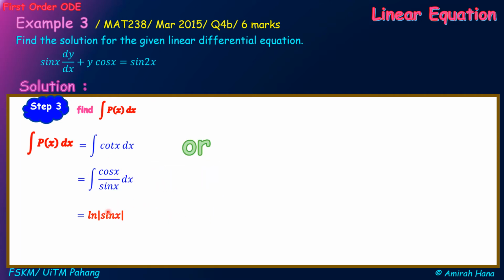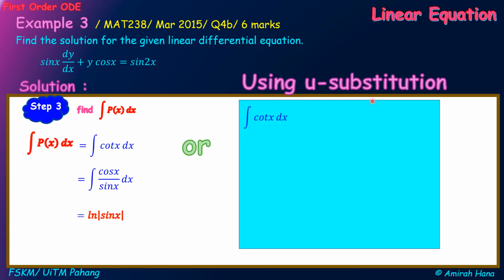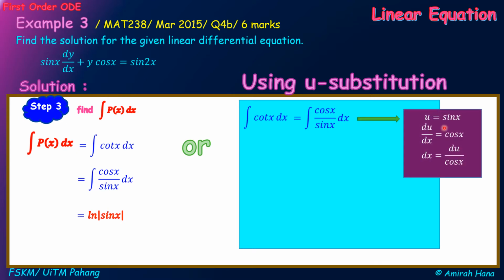Or we can integrate cot x dx using u substitution. First, we write cot x equals cos x over sin x. Then we choose u equals sin x. After that, we differentiate u with respect to x, so du over dx equals cos x. Then we make dx the subject, so dx equals du over cos x.